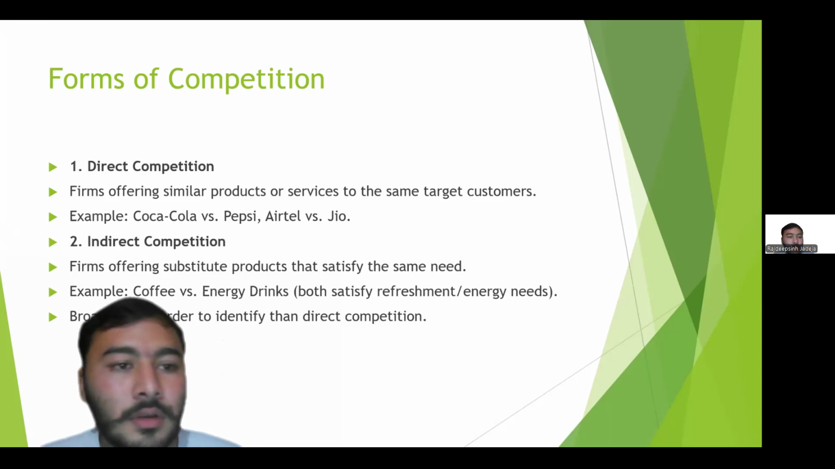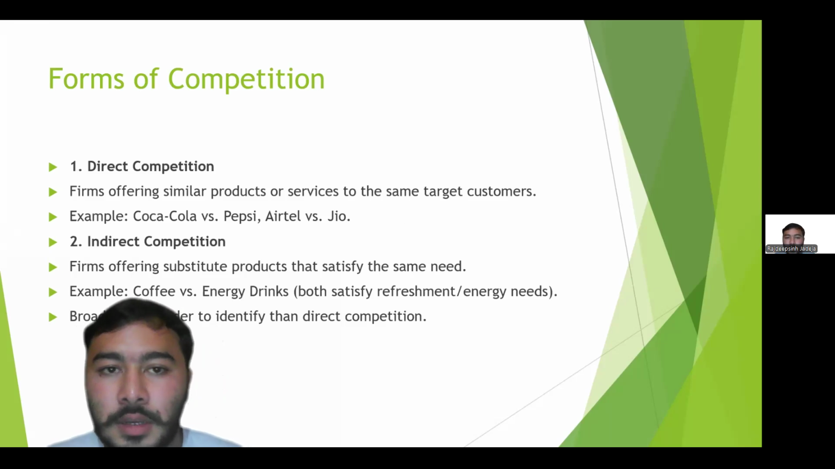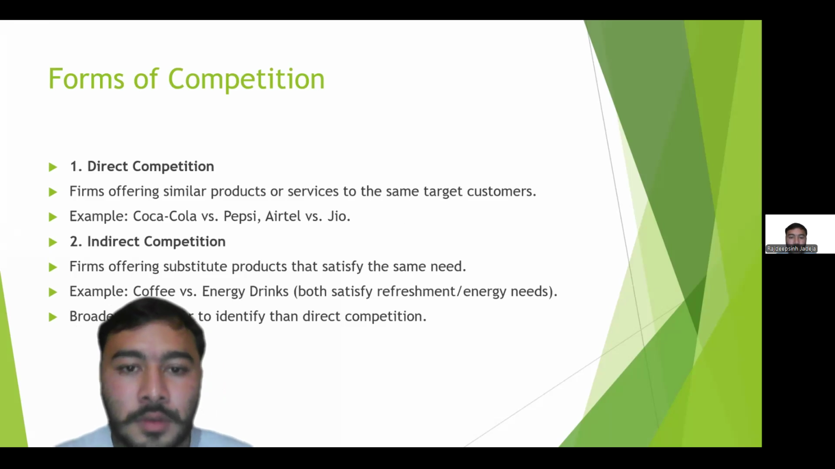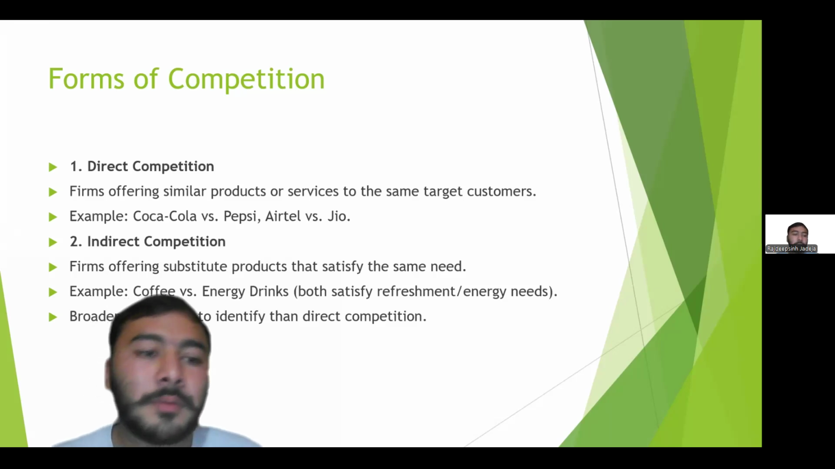So first is direct competition and indirect competition. In direct competition, firms offer similar products or services to the same target customers. Examples are Coca-Cola versus Pepsi, Airtel versus Jio. The services are the same and the target audience is also the same, but prices are a little bit different.